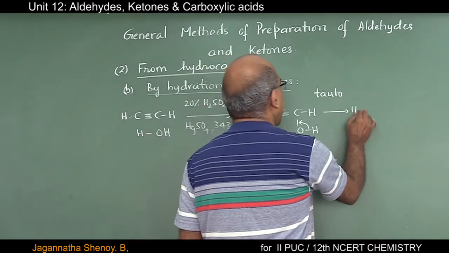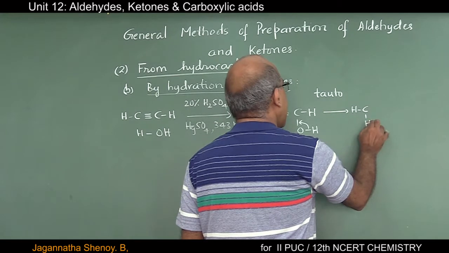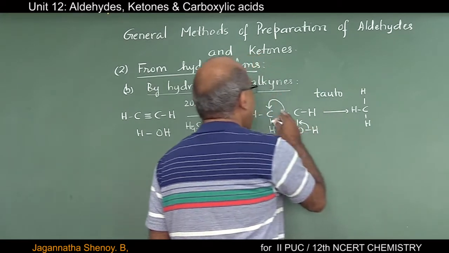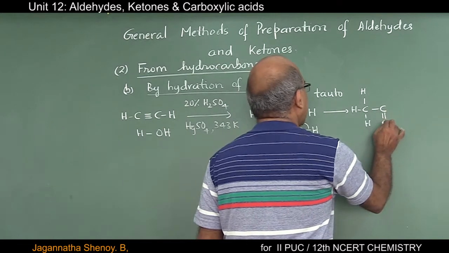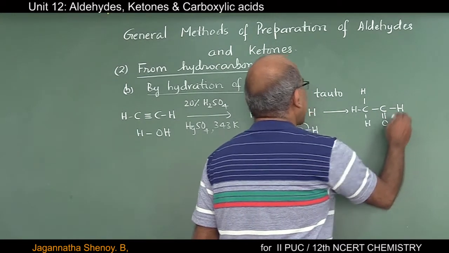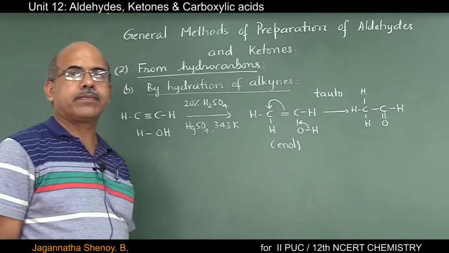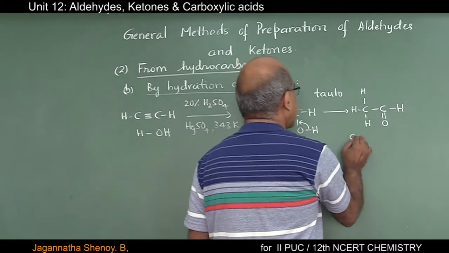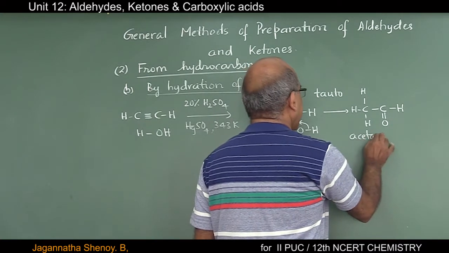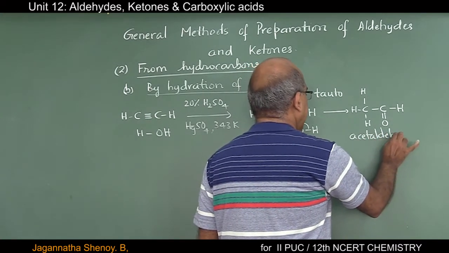So the product obtained here is a CH3, and here you have a single bond, and thereafter you have C double bond O, single bond H. So what is the compound that is obtained here? It is nothing but acetaldehyde. We get acetaldehyde.